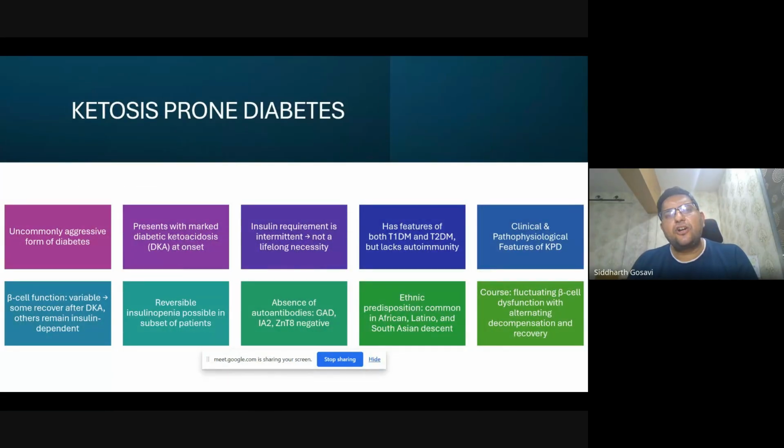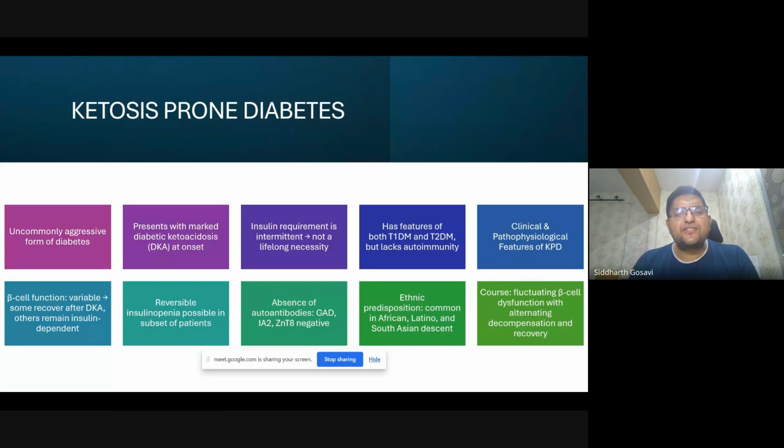The third type is called ketosis-prone diabetes. Extremely aggressive form of diabetes, presents with marked diabetic ketoacidosis at onset itself. Insulin requirement may be intermittent. It is not a lifelong necessity. Has features of both type 1 DM and type 2 DM, but there is no autoimmunity. And where the beta cell function is variable, sometimes it recovers after the episode of the diabetic ketoacidosis. Sometimes it may go for insulin dependence. But the insulinopenia, importantly, is reversible in ketosis-prone diabetes.